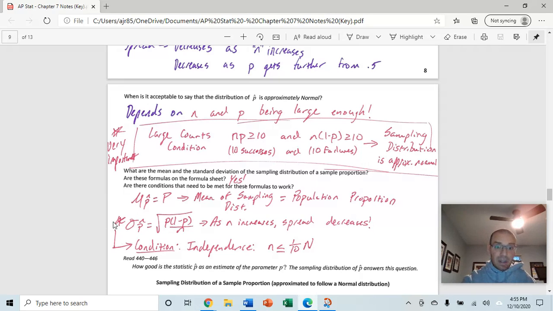In addition, we have some formulas for the mean and the standard deviation of the sampling distribution for a sample proportion. These formulas are all on the formula sheet. First one, we have mu sub p hat is equal to p. What does that mean? That means exactly what I was just showing you. The mean, mu, of all my individual p hats, if I average all of them, is going to be equal to the population proportion.